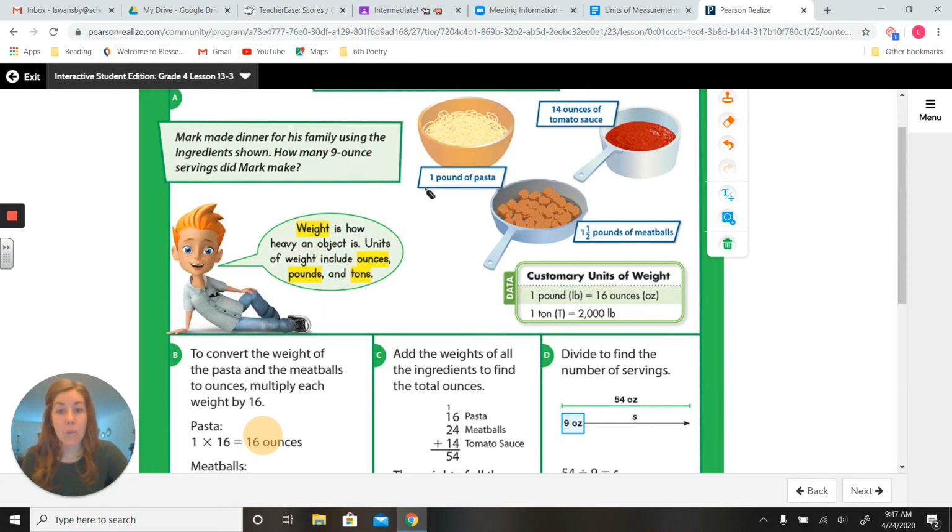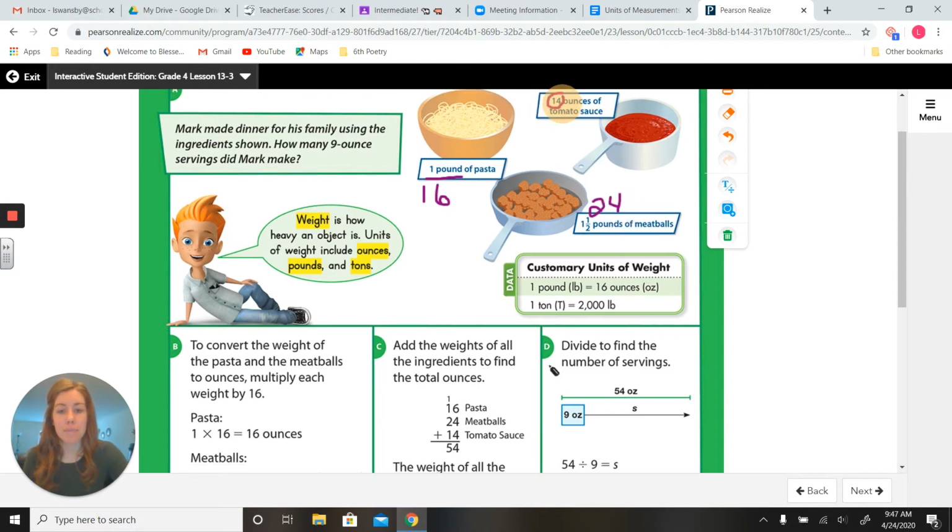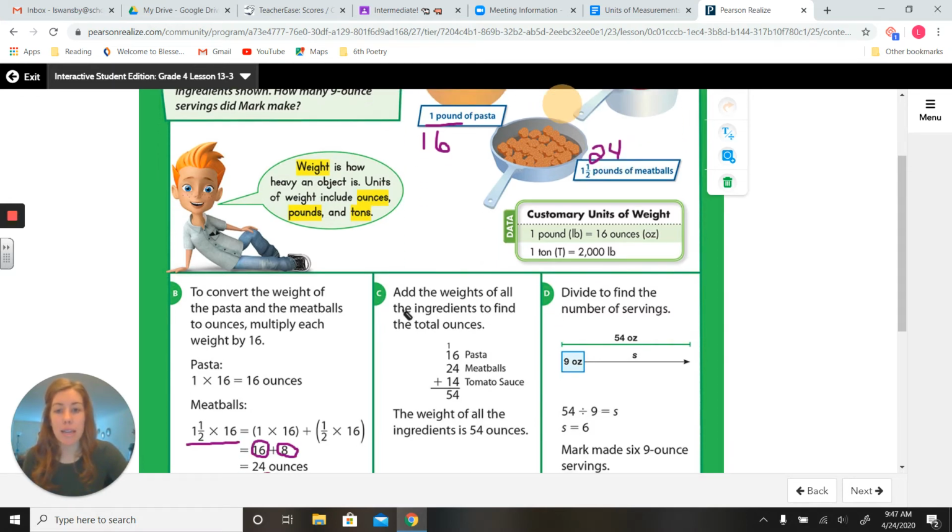And simply, well, we already know that 1 pound equals 16 ounces. So we have 16, we have 24, and then we have 14. So in part C here, all they did was add the 16 ounces plus 24 ounces plus 14 ounces to get a total of 54 ounces.